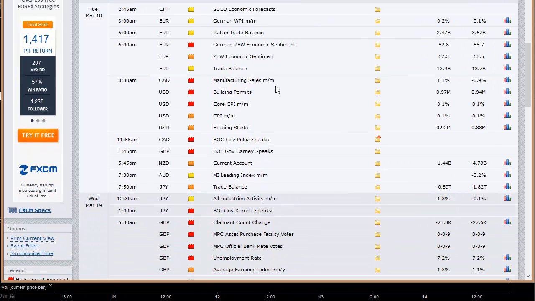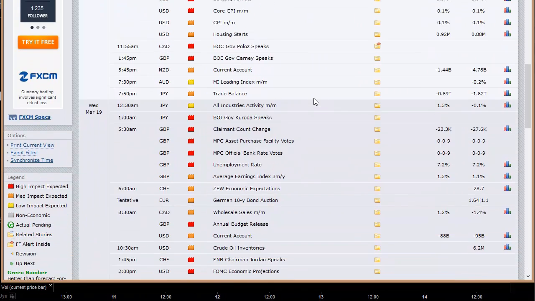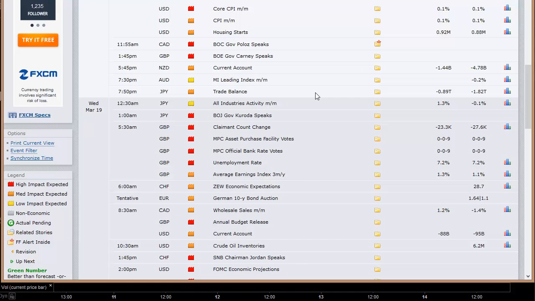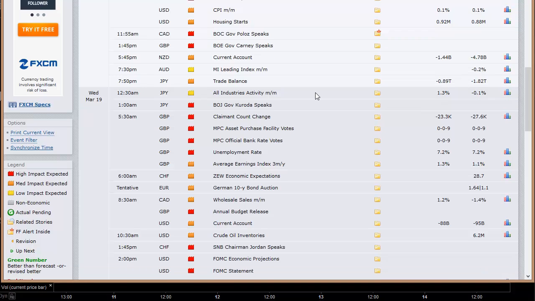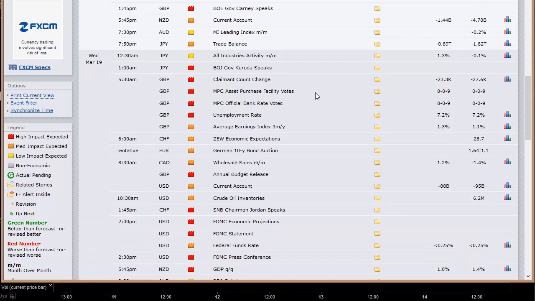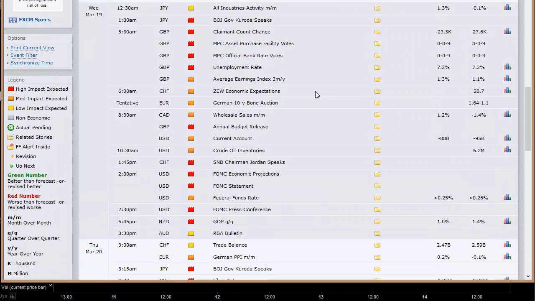Manufacturing sales out of Canada early Tuesday, along with our CPI here in the U.S. That's one of our big three, so we'll be half size Monday night going into Tuesday, or actually less than half size because we've been half size anyway. Current account out of New Zealand Tuesday night. MI leading index out of Australia. Japan's trade balance.